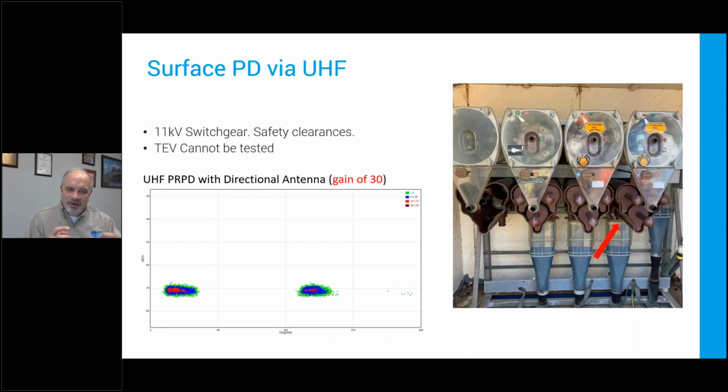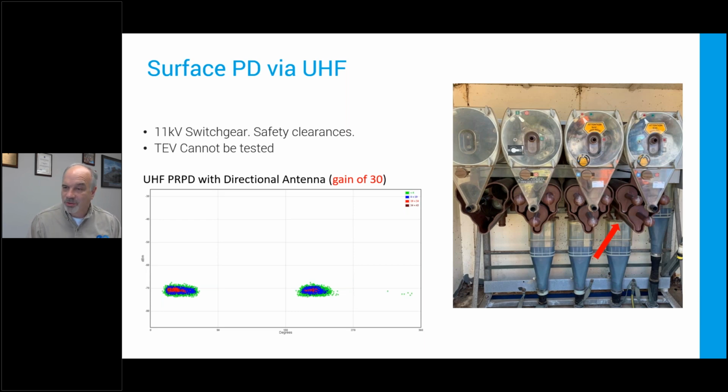Here's one via UHF. And so this is a phase resolved pattern. It's very characteristic of UHF. The way this equipment was built, you couldn't get very close to it. You couldn't do a TEV test. And so we went in there with the UHF, and we've got 2 groupings of energy, half a cycle apart. Clearly, there's not much else going on except that discharge. So we're not getting interference. We're not getting background. Able to tell rather convincingly that there was something going on inside that switchgear.